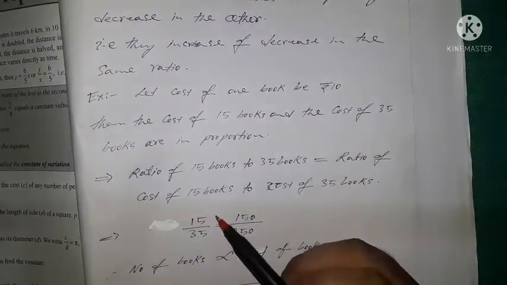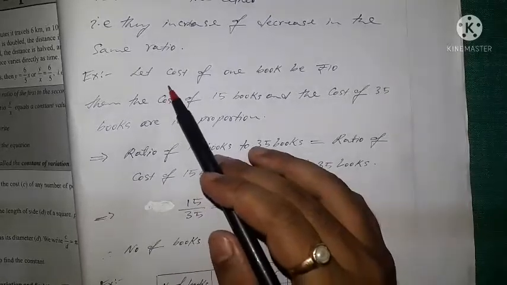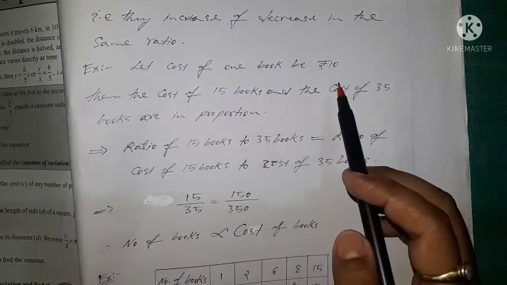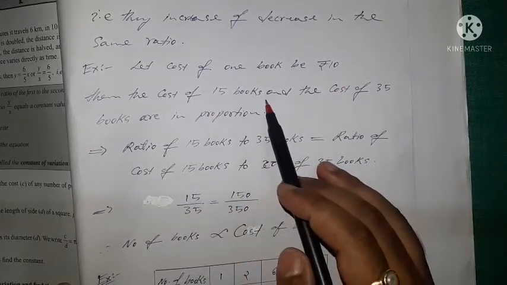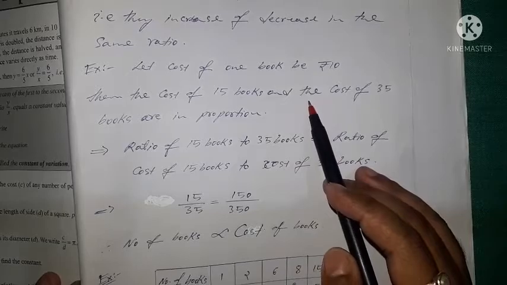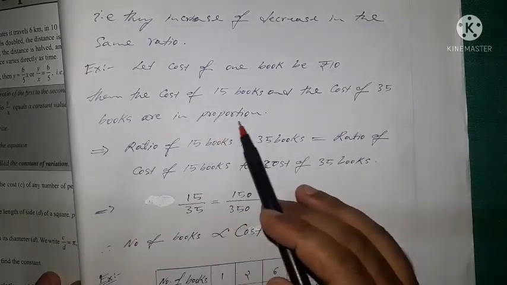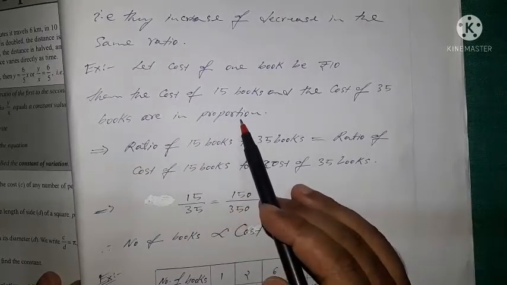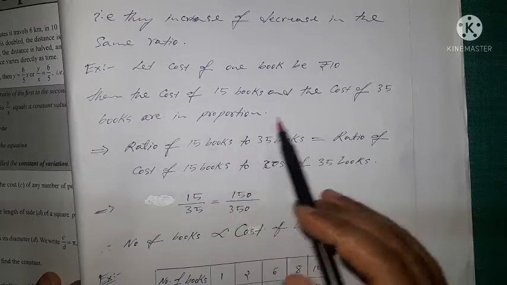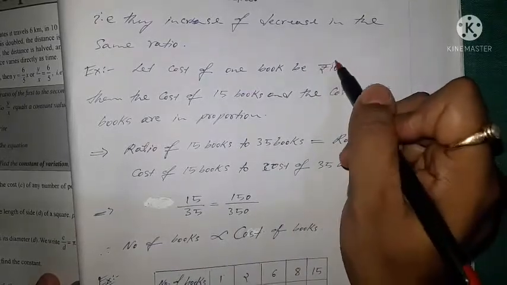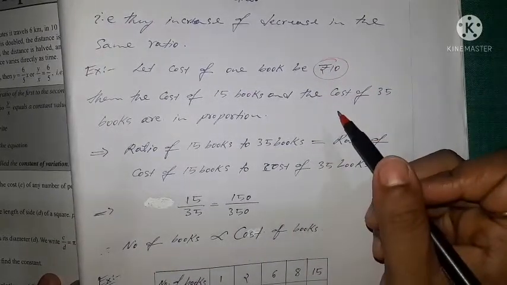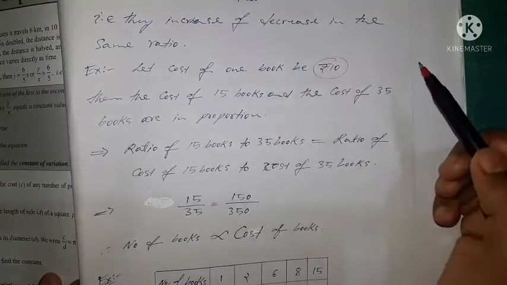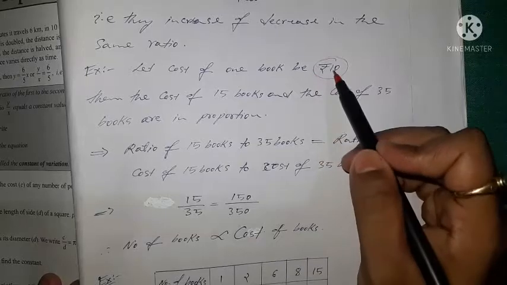So let's understand this with an example. Let us take the cost of one book is rupees 10. Suppose the cost of one book is rupees 10, then the cost of 15 books and the cost of 35 books are in proportion. Why will they be in proportion? Because the cost of one book is already given as 10. So if you take two books, it will be 20. It will not be 25 or 15, because the cost of one book is fixed, it is 10.